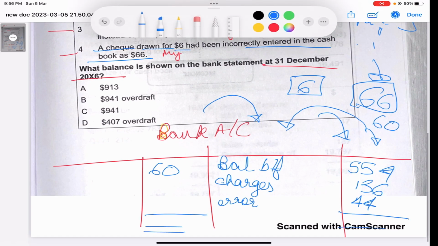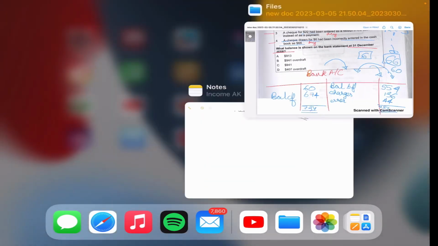Whatever balancing would be 734. So this will be my balance CF. I hope you got it. Now let's make a bank statement or a bank reconciliation statement.